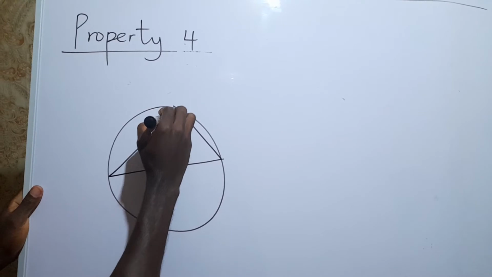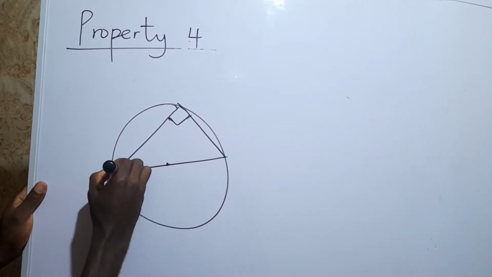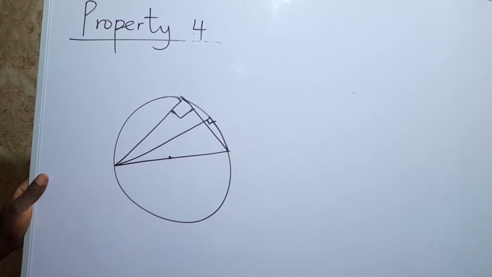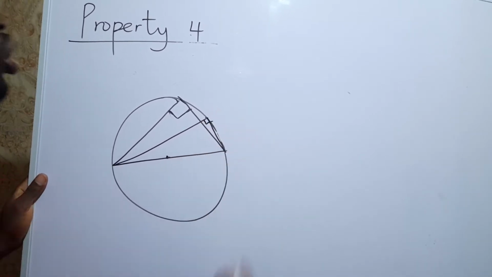It's 90 degrees. So a diameter sustains an angle at the circumference of the circle. The angle is 90 degrees. Please, let's take very good notice of it.